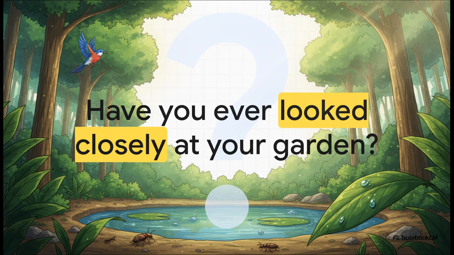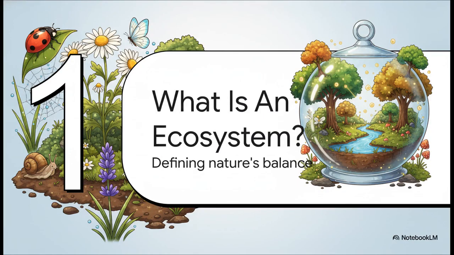Or a pond? Or heck, even your own backyard? If you take a second to really observe, you'll start to notice a network. You see the birds, the bugs, and the plants swaying in the breeze, but you also see the soil, the puddles of water, and the sunlight hitting the leaves. All of these elements are constantly interacting. Which brings us to our first core concept.